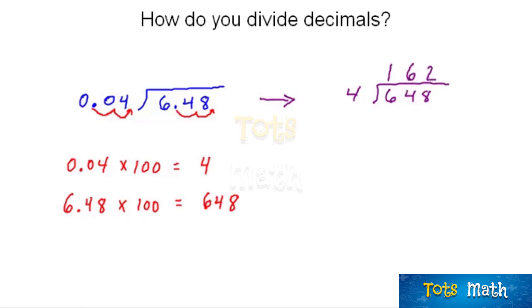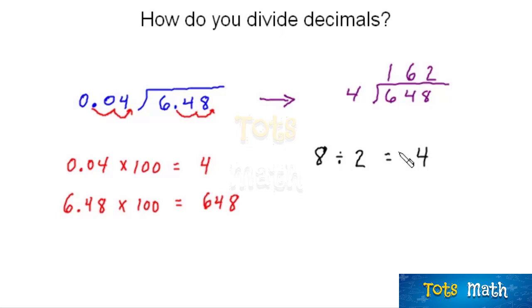And the answer to this problem is 162. Now, why was I able to do that? Why are we allowed to multiply the divisor and the dividend by the same number? Well, let's take a look at a simpler problem. 8 divided by 2. And we know the answer to that is 4. There are 4 groups of 2 in the number 8.